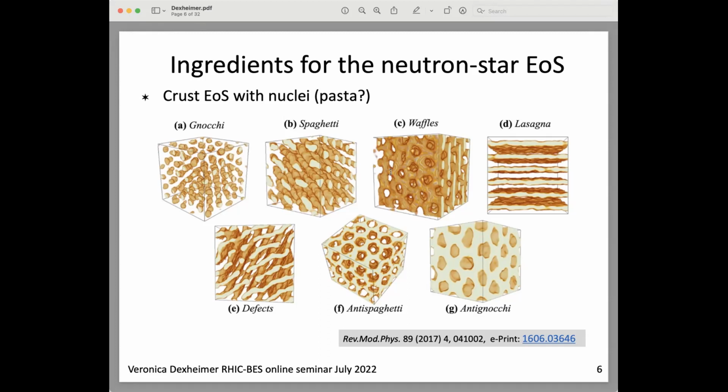But then later came the actual simulations of not imposing shapes, just letting the system choose the shapes, which are very computationally demanding, of course. And then what people found is that you have more complicated shapes that appear if you allow them. And you have defects, so they're not perfect spaghetti or something. And the defects are actually really important for the cooling properties, for how the neutrinos interact.